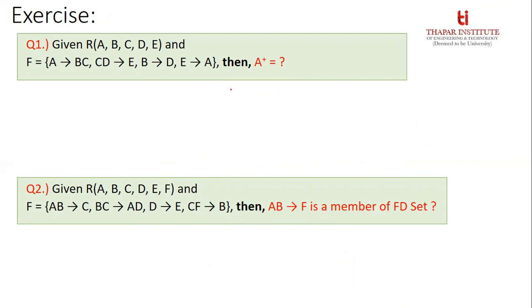ये तो कर लोगे ना, सिंपल है, क्लोजर आइडेंटिफाई करना है, A प्लस, ये सिंपल है, A आ जाएगा, B आ जाएगा, C आ जाएगा, और BC आ गया तो D आ जाएगा, BCD आ गया तो ये सब आ जाएगा, वही वाला क्वेश्चन है ना, सिंपल. आ गया, ये देखो ये वाला निकालो, अब चेक करना है AB टेंड्स टू F इज अ मेंबर ऑफ FD सेट, तो AB का क्लोजर निकालो आप, देन you will be able to check if F is a part of the closure of the AB plus, then we can say this is a member of the FD set. Is it okay ना?